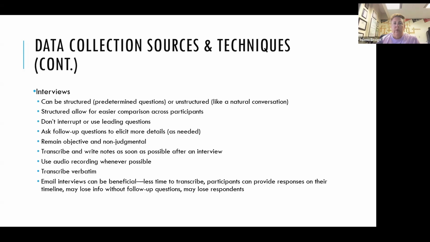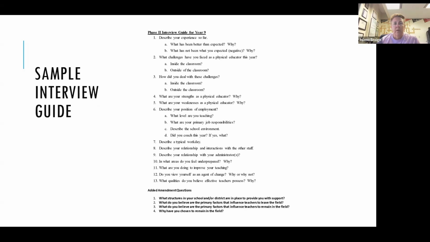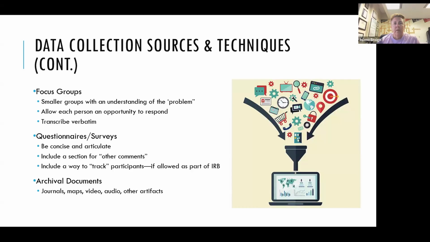If you email the interview questions, sometimes that's easier because it saves you from having to do the transcription, and you can just cut and paste things into a larger document. So here's a sample. You can see some of the questions that I would have asked. Every participant would get asked exactly the same questions, so that allows me to compare participants across the same questions.